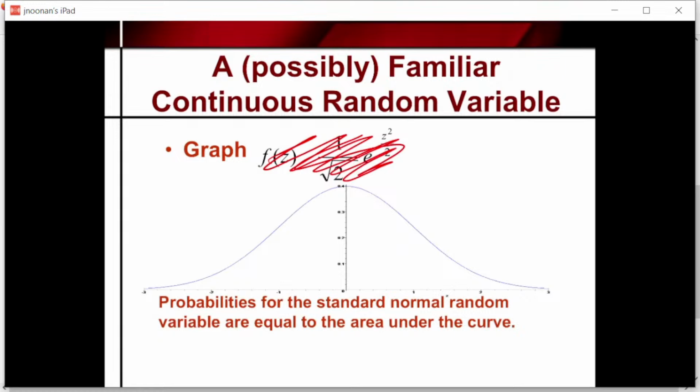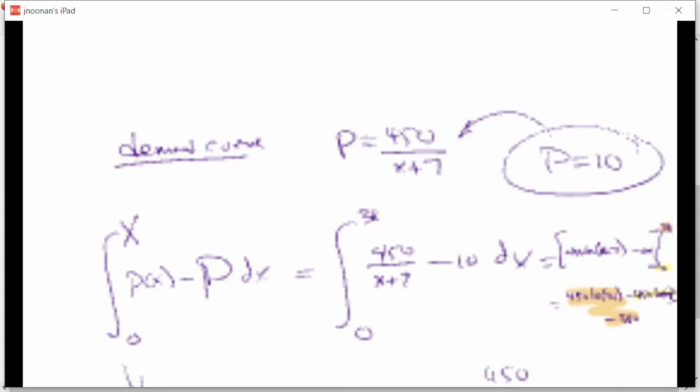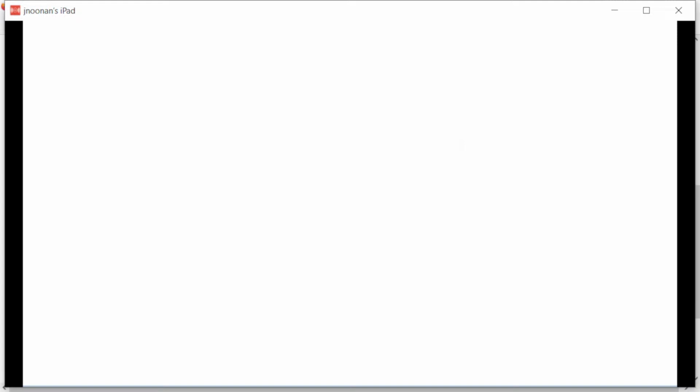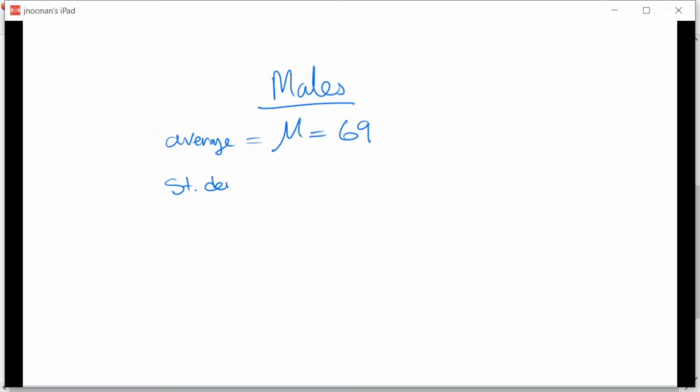If I'm trying to find the probability that something is greater, let's do this. Let's say I want to find the probability of finding a male who is tall. Males have an average height of 69 inches, and the standard deviation for males is 3 inches. You can look this up, the CDC keeps information about this. So that's the data for males.